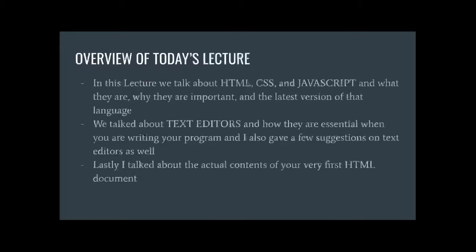And then lastly, I talked about the actual contents of your very first HTML document, so how to get the latest version. We use the less than sign, exclamation point, doctype, space, HTML, greater than sign. And then I talked about the heading tag and how there are 6 different types, H1, H2, H3, all the way to H6. And then I also talked about the paragraph tag and how, based off your heading, you write a paragraph so you can write text, by using the P tag, which is also known as the paragraph tag.